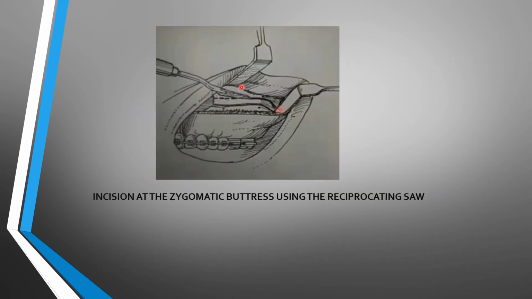Here we can clearly appreciate that the incision is made 5 mm above the canine region. It is moving in a posterior, backward and downward direction towards the tuberosity area. This incision at the zygomatic buttress is made using the reciprocating saw. We can use the osteotome to separate the dentoalveolar part from the rest of the maxilla.